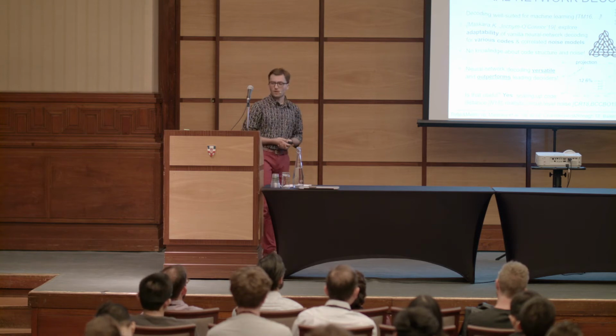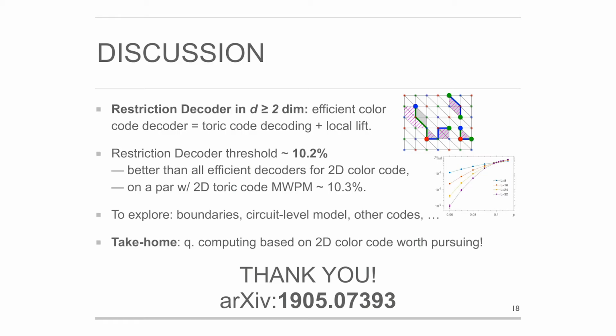So with that, I arrived at the end of the talk. In my talk, I presented to you the restriction decoder for the d-dimensional color code. You can view it as a plug-and-play decoder. It uses any toric code decoder you want. And the second step of the decoder is the local lift procedure.